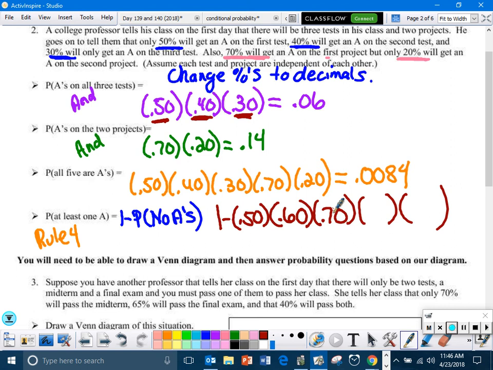Then we have to do the two projects. 70% chance of getting an A, so that means 30% chance you don't get an A. And 20% chance you get an A on the second project, which means 80% chance you don't. So again, we took the opposite of getting an A for each one of those. So 1 minus that, okay, so that turns out to be 0.9496.